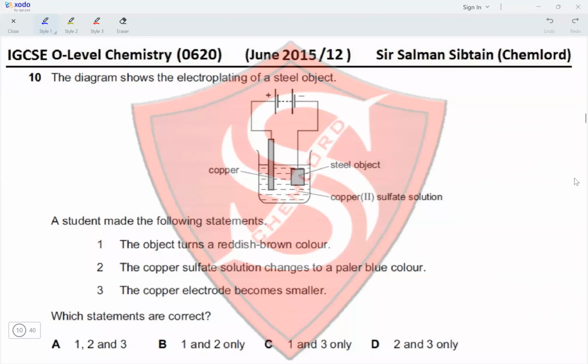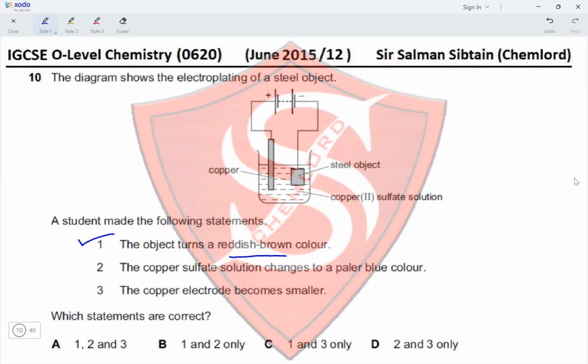Question 10. The diagram shows the electroplating of a steel object. A student made the following statements. The object turns a reddish brown color. Copper is pink in color. So if the object is coated with copper, it would turn pink and it may appear reddish brown as well. So this statement can be taken as a correct statement.